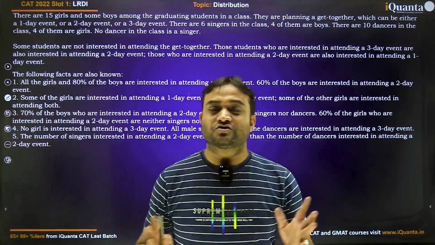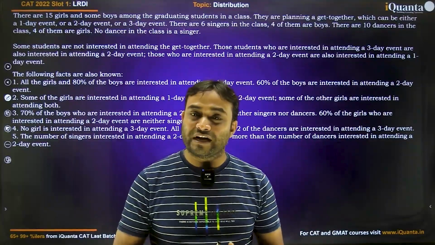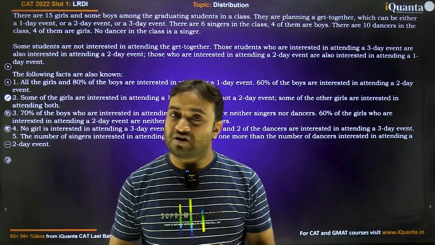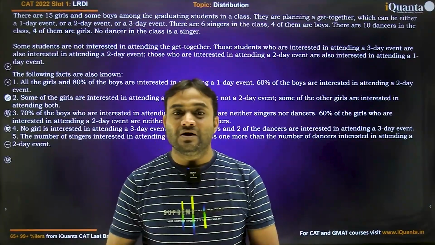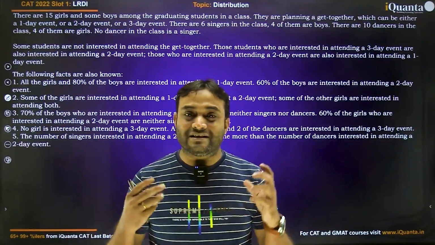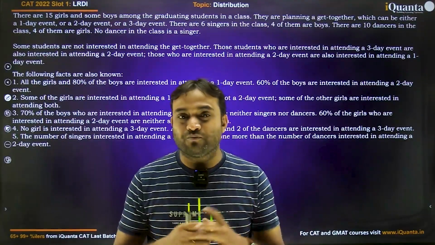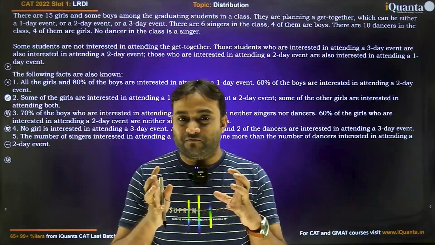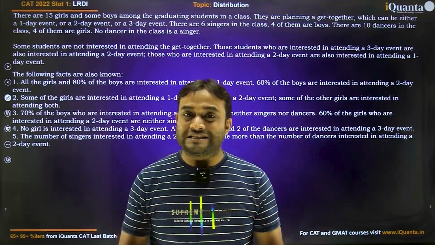So lots of attributes here: boys, girls, who are interested in one-day event, two-day event, three-day event, none of these events. Some of them are dancers, some of them are singers. So how do we tackle this information? Where do we put them? It's really difficult to put them in a very simple table, so we are going to require a table where we can put all these data.